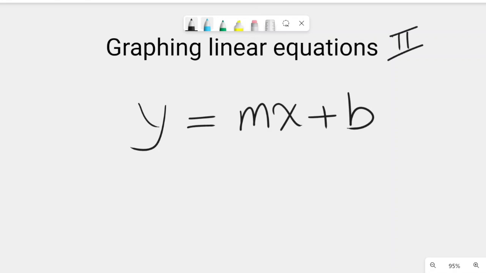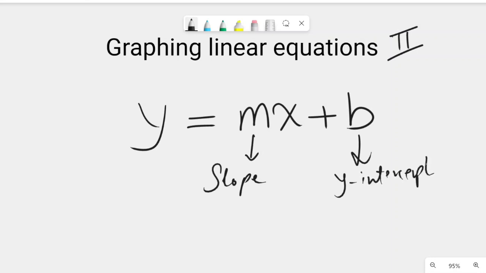As we have learned in our previous video how to graph linear equations with a slope and a y-intercept, you can see the equation which we learned in our last video was y equals mx plus b, where m stands for slope of a line or gradient and b stands for y-intercept. So in this video we will learn what happens when y-intercept is not given to us. We just have y equals mx.